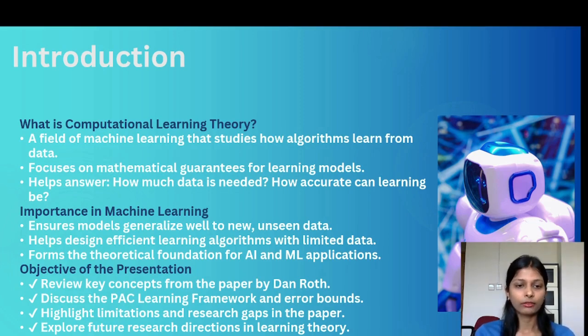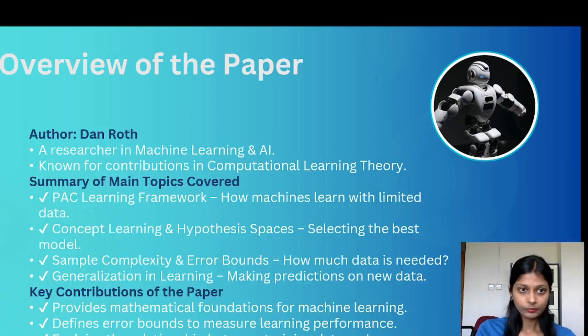Let's see the objective of the presentation. We review key concepts from the paper by Dan Roth. We discuss the PAC learning framework and error bounds. Let's highlight the limitations and research gaps in the paper. Then we will explore future research directions in learning theory. Coming to the next slide, overview of the paper. The author Dan Roth is a researcher in machine learning and AI. He is well known for his contributions in computational learning theory.